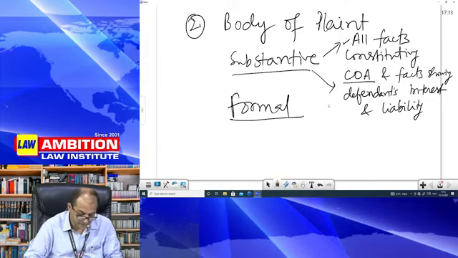At the top, heading of the plaint means the court in which the suit is instituted, Order 7, Rule 1, Sub Rule A. Then comes the suit number.